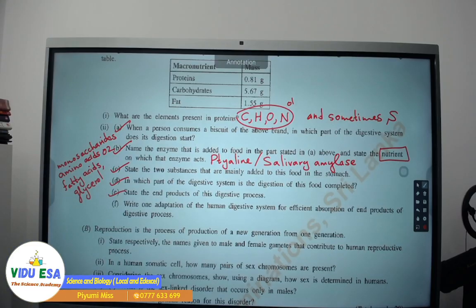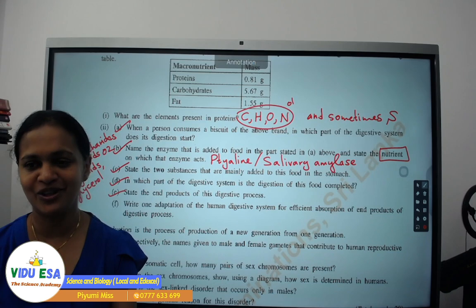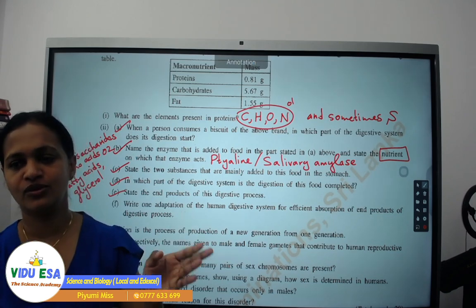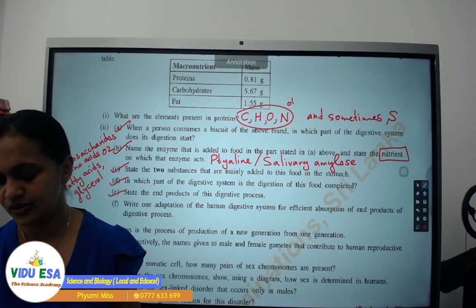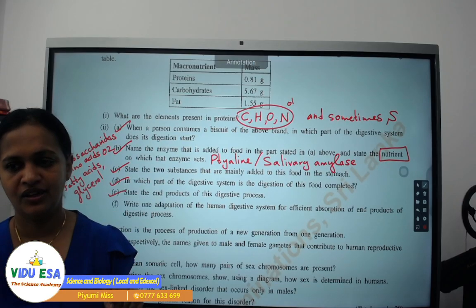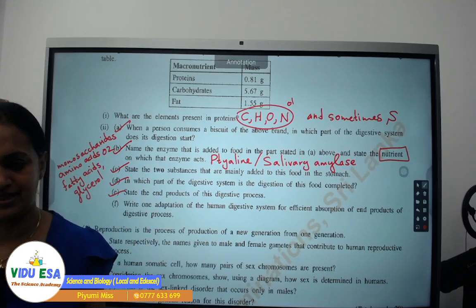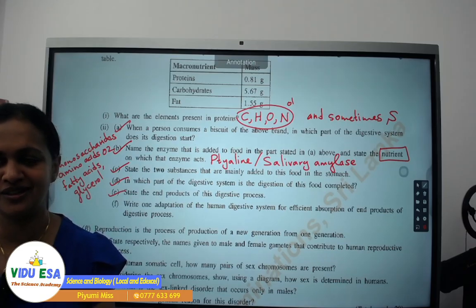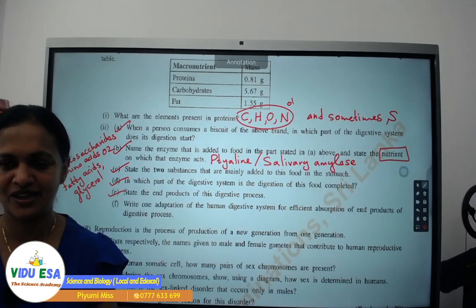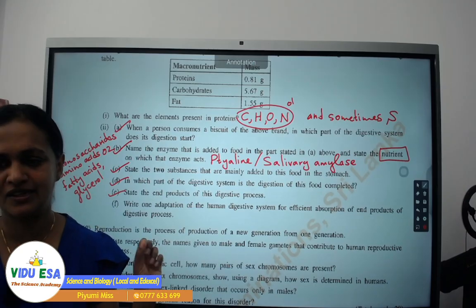Monosaccharides, amino acids, fatty acids and glycerol. If you have written glucose, it is okay, that year they gave marks for that. If you had written the monosaccharides by names, glucose, fructose, galactose, you were given 1 mark, but it is better to write like this. Next time we don't know whether you will be awarded marks. So it is better to say monosaccharides, amino acids, fatty acids and glycerol, 4 marks.